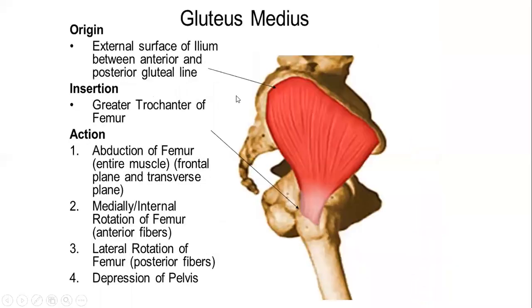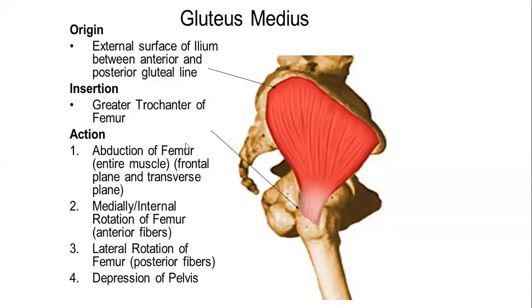Next muscle, we have gluteus medius. Again, a very, very important muscle when it comes to clinicals and its actions specifically. So let's see its origin or proximal attachment. It arises from the outer or external surface of the ilium between the anterior and posterior gluteal lines. It inserts into the greater trochanter of the femur. Here it is shown to be getting inserted over the greater trochanter of the femur.